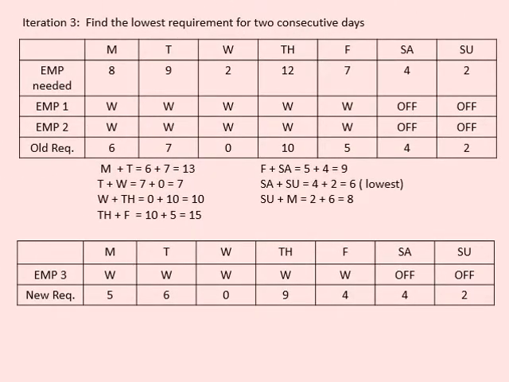We repeat the iteration again, with the new total requirements of workers on each day. As shown here, we observe that Saturday and Sunday have the lowest total requirement of workers. Hence, we assign employee 3 as off on Saturday and Sunday. Since employee 3 will be working on other days of the week, we calculate the total requirement again. We get 5 workers are needed on Monday, 6 workers on Tuesday, 0 workers on Wednesday, and so on. The calculation is shown here clearly.